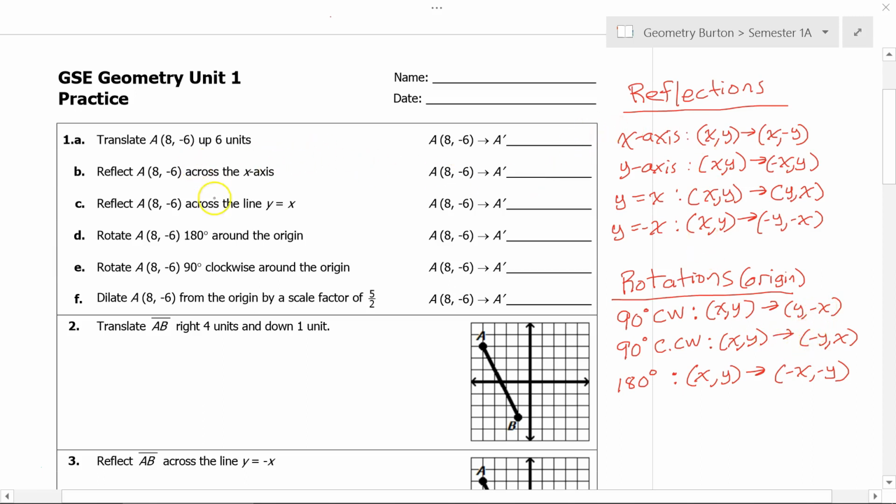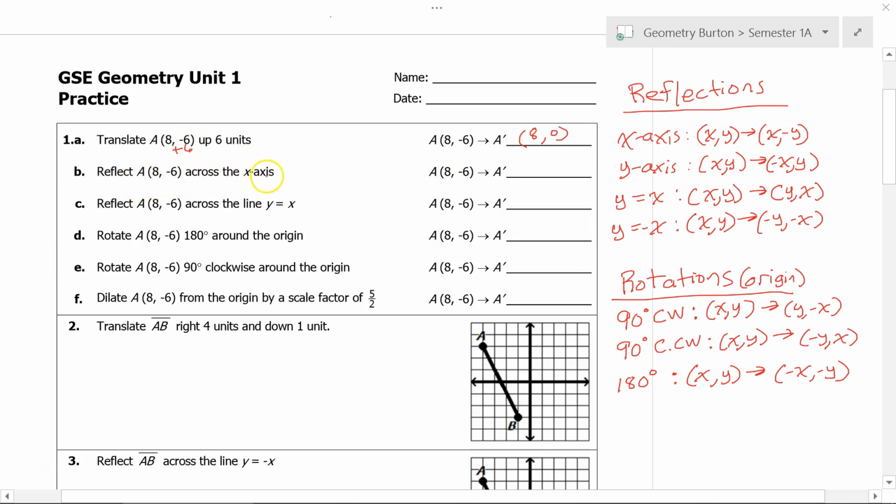Okay? Anything else that comes up involving these transformations, we can use common sense. So notice I didn't include among the 7 things I want you to memorize, I didn't say anything about translations. That's because if I want to move up 6, I already know that I'm going to add 6 to the y value. Alright, because that's how you move up 6. So this point is going to become 8, 0. Alright, I just added 6 to the y value.